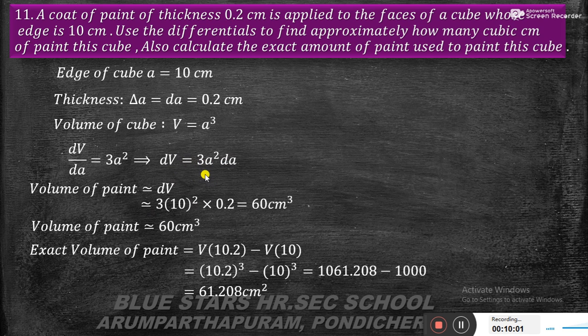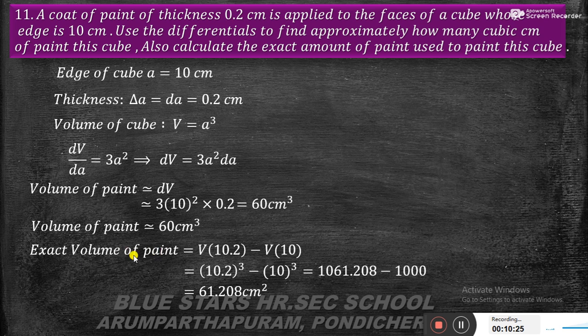3 into a value is 10. So I substitute 10 squared into dA, which is 0.2. The next step: 3 into 10 squared is 100. 100 into 0.2, so we multiply 3 into 100 into 0.2, and we get the answer 60 centimeter cube. This is the volume of the paint. So the volume of paint equals 60 centimeter cube.